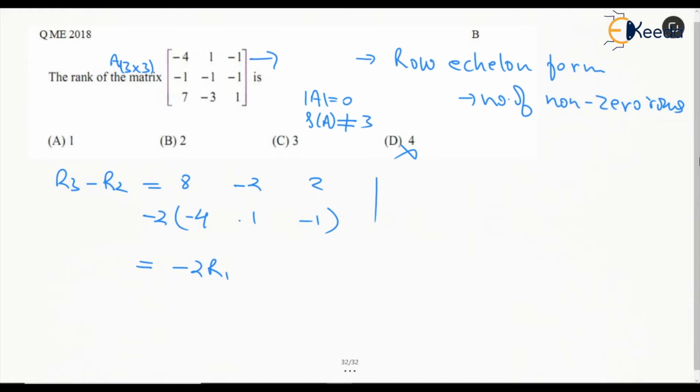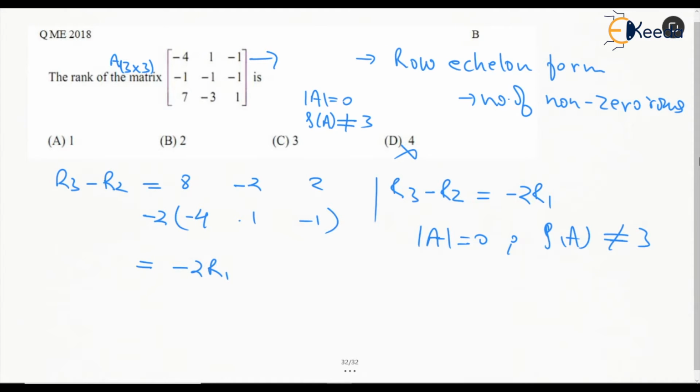So we have a linear relation between the rows, which is row 3 minus row 2 is equal to minus 2 row 1. That means the determinant is going to be 0 and it is going to be singular, and the rank of this A matrix is not going to be 3.